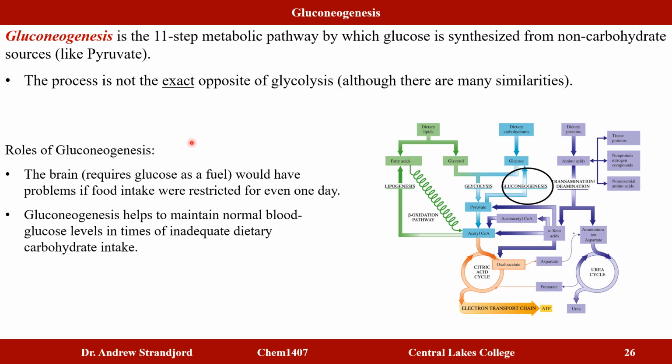The roles of gluconeogenesis are multifold, but two of them are: the brain requires glucose all the time, and if we didn't have an intake of glucose, we need to start changing pyruvate into glucose, or we need to start converting glycogen into glucose. Also, gluconeogenesis helps maintain a normal blood glucose level at all times, especially when we have inadequate dietary carbohydrate intake. In other words, we can no longer do glycolysis.